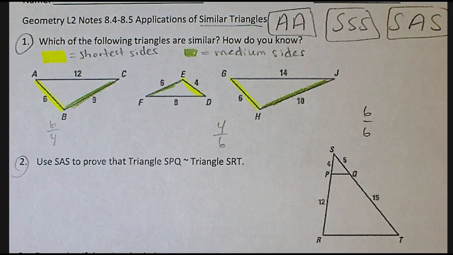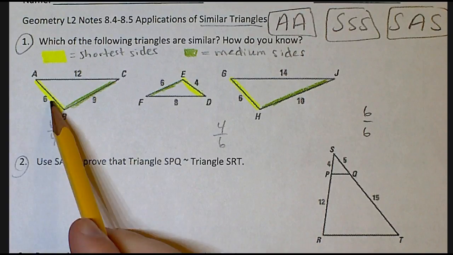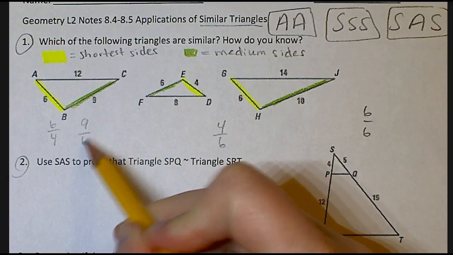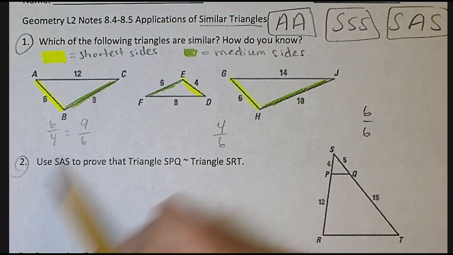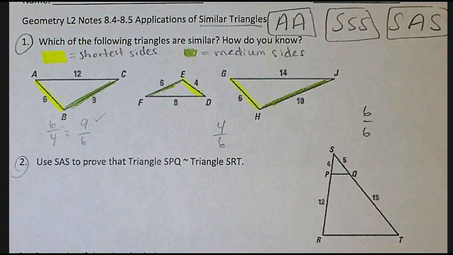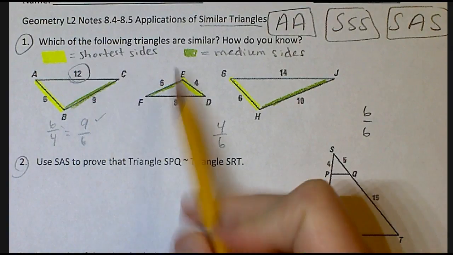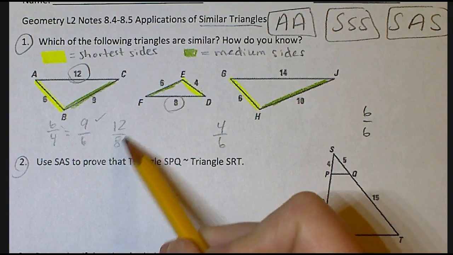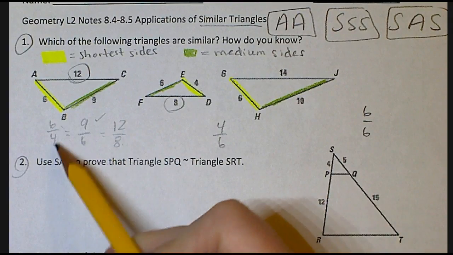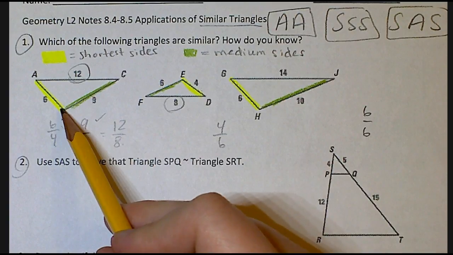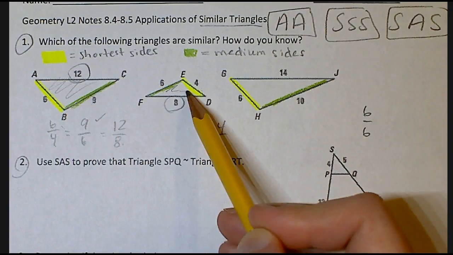So what I want to be able to do now is to compare the other sets of sides. When I compare 6 to 4, is it the same ratio as 9 to 6? Are these equal? I can do my cross products to say that, yes, those are equal. And then I would just have my longest sides left to compare, 12 to 8. If I divide both of those by 2, it would be the same thing as 6 to 4. So now we've just proven that these 2 triangles are similar.